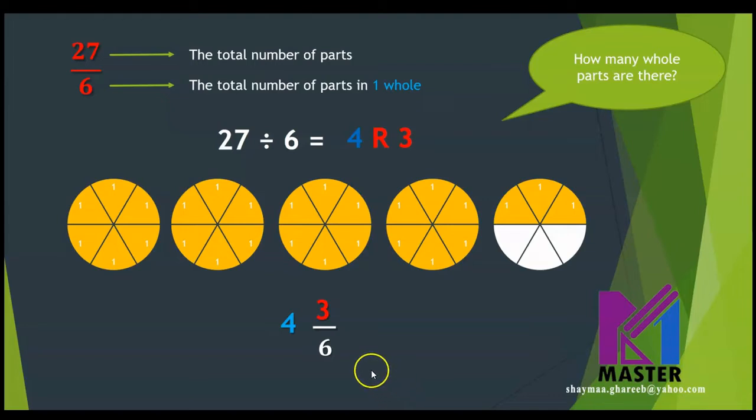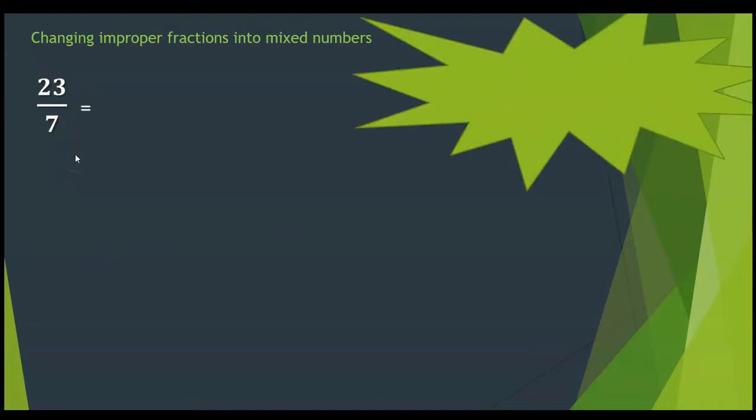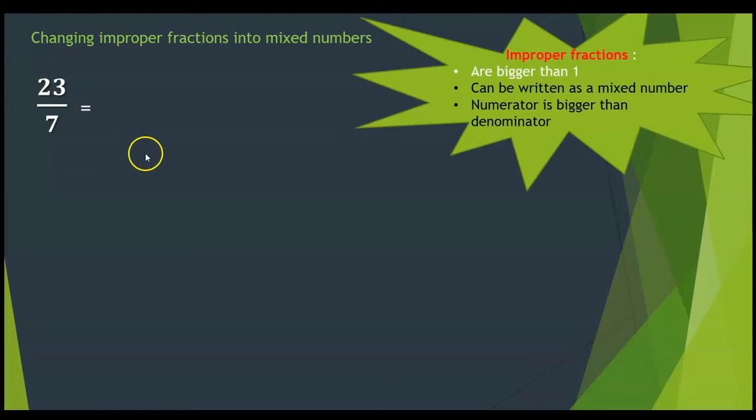Is this clear? And again, please remember that the number in the denominator is the total number of parts in the one whole, and the number up in the numerator is the remainder. Is this clear? Now let's see how we can do it fast. Look at this improper fraction here. We said that improper fractions are fractions that are bigger than one whole, and they can be written as a mixed number, and the numerator is always bigger than the denominator. Is this clear?